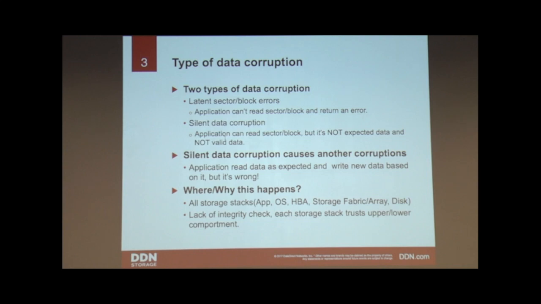So where does silent corruption happen, and why? There are many potential places: your application, memory, the operating system, the hardware, HBA, storage fabric, any place. The reason in most cases is a lack of data integrity checking. A storage system is a stack of components, and each component trusts the upper and lower layers, but each of them lacks checking. That is the cause of the corruption.